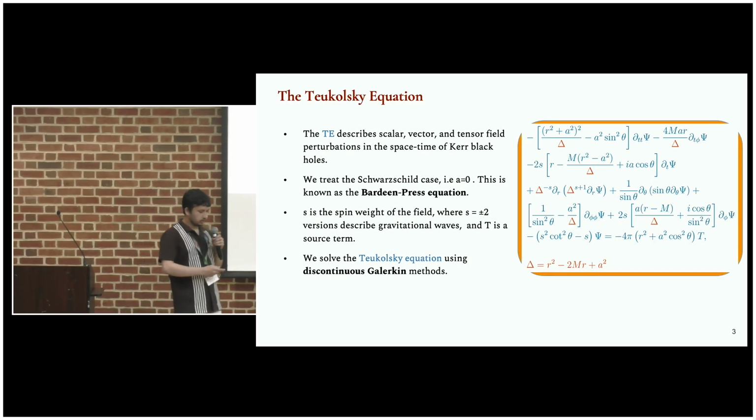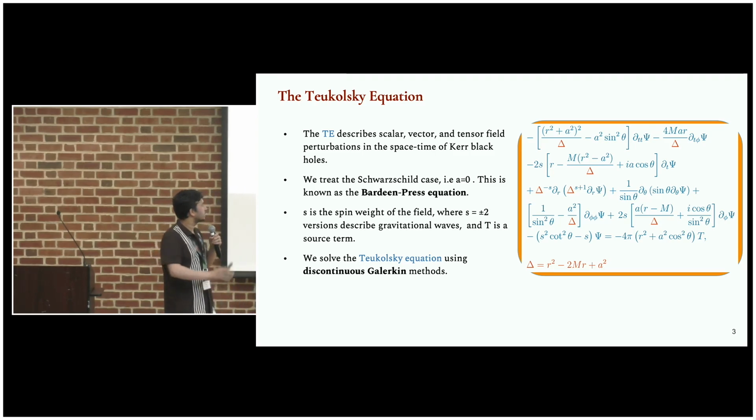Okay, so the Teukolsky equation is a central equation in black hole perturbation theory, and it describes perturbations. For example, here you see the Teukolsky equation in its full glory, and the quantity psi here is called the Newman-Penrose scalar, which encodes the gravitational waves that we get. So we can calculate the gravitational strain from this quantity psi.